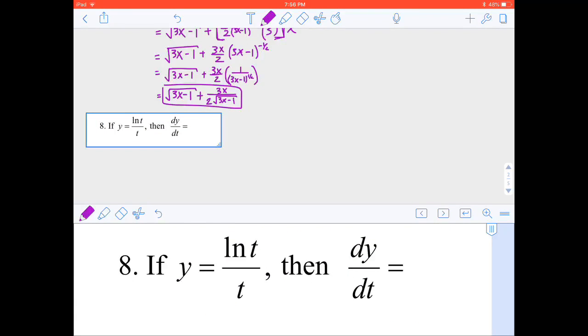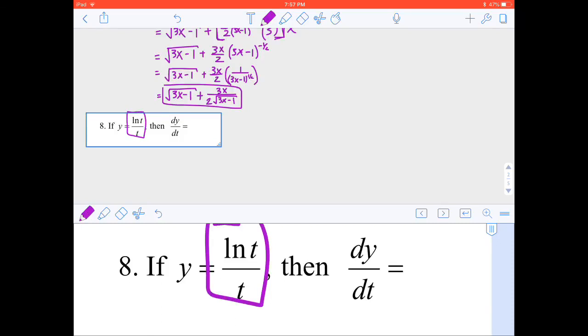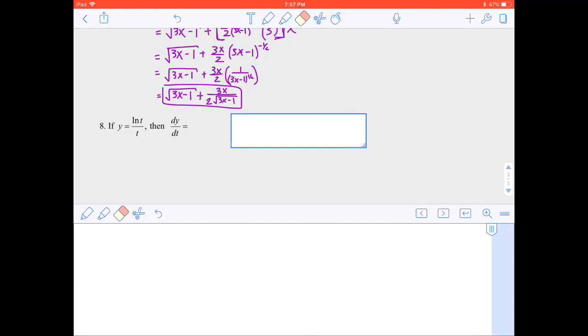Number 8, I see a natural log in this function here. y is equal to the natural log of t divided by t. So what is the rule that is going to take care of the whole entire function? Well, ln t divided by t tells me this is going to be a quotient rule.